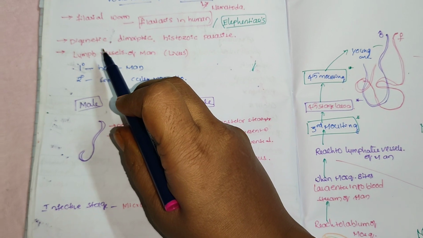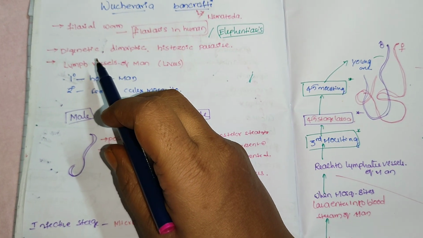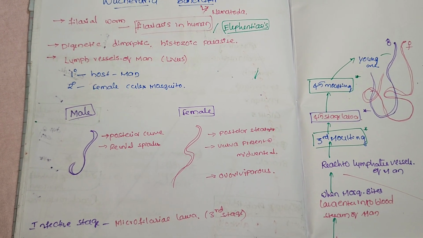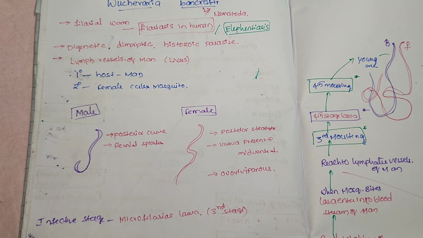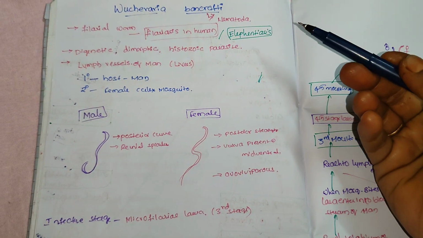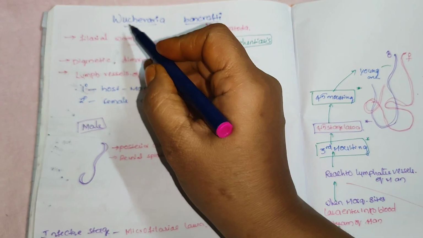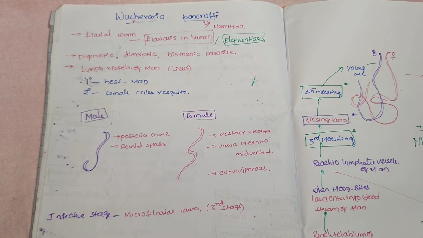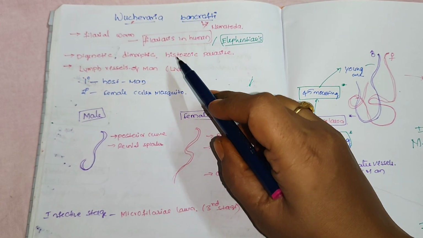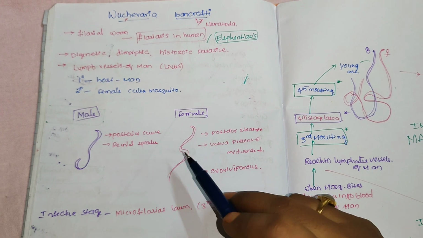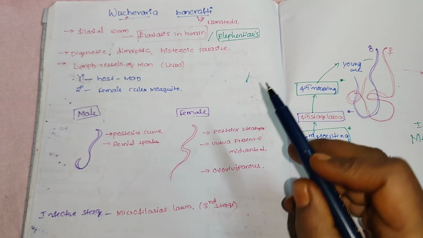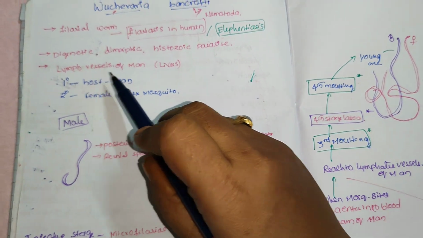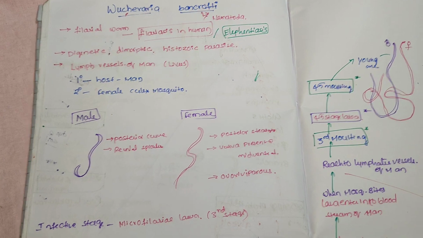It is a digenetic parasite, meaning it completes its life cycle in two hosts, that is man and the female Culex mosquito. Remember, in Plasmodium it is the female Anopheles mosquito; in Wuchereria, the female Culex. And it is dimorphic, meaning the sexes are separate, male and female, same as Ascaris. It is a histozoic parasite, living in the tissues, especially the lymph vessels of man.